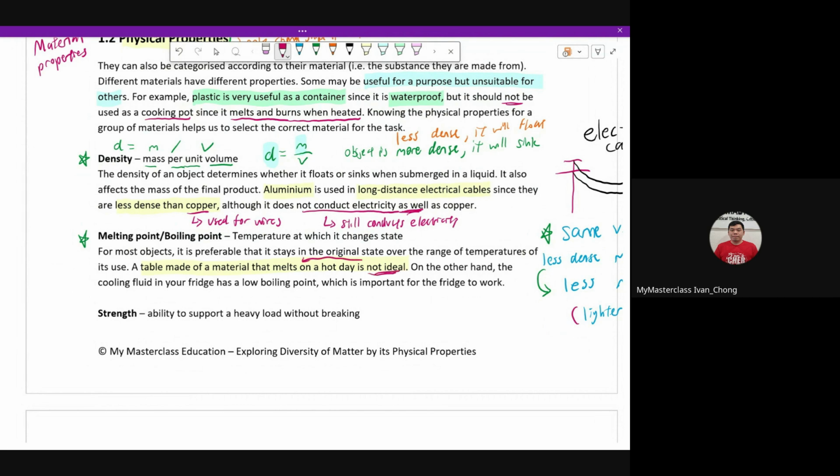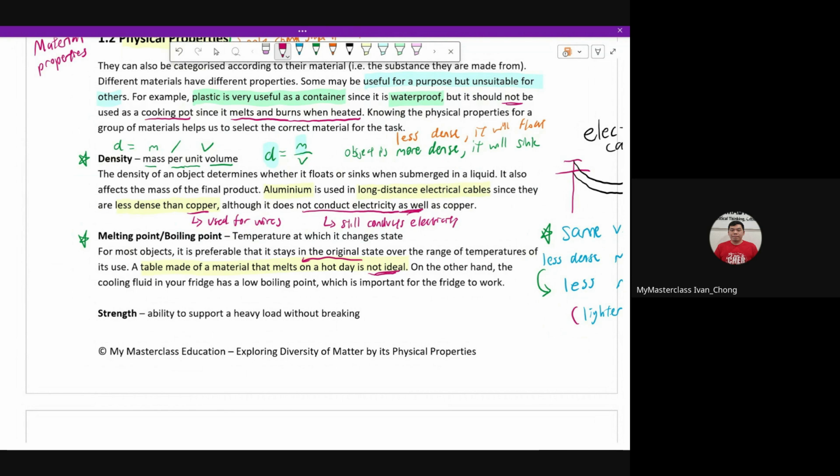So it's like I cannot use chocolate to make my table, because if I rest my hand on the table itself, the chocolate will actually start to melt over time. Especially in Singapore, where your weather is very, very, very hot, your chocolate will actually just melt straight away and everything will just fall to the ground. So we don't use materials that melt very easily for tables. This is one of your physical properties that allows us to choose which material is more suitable.